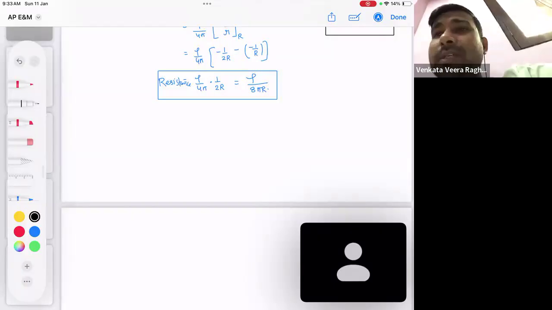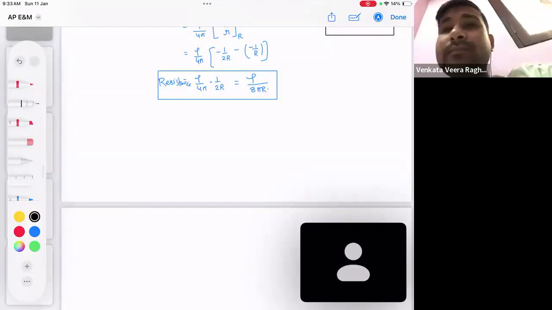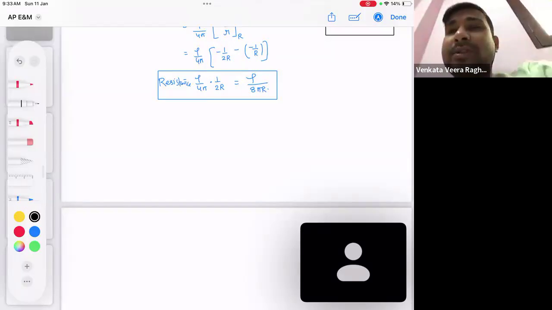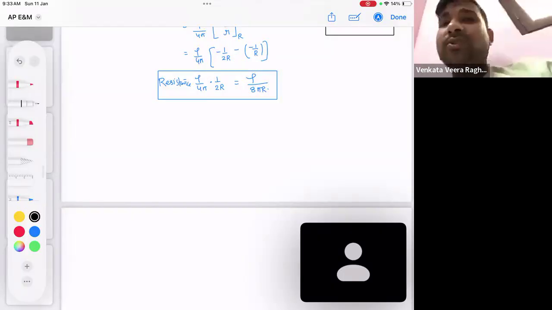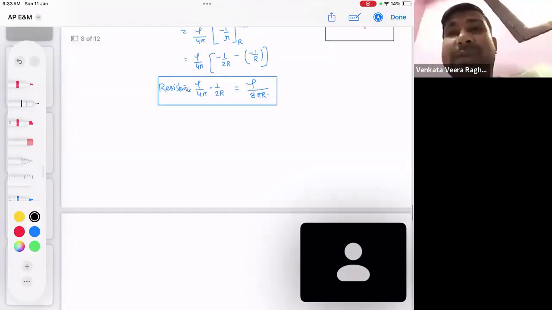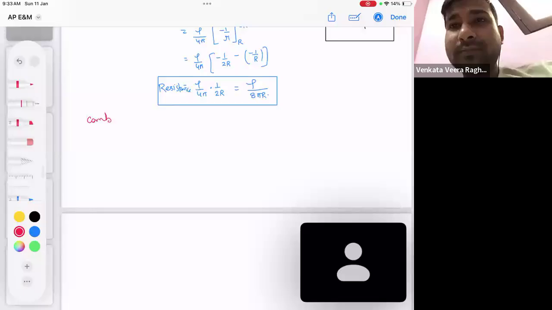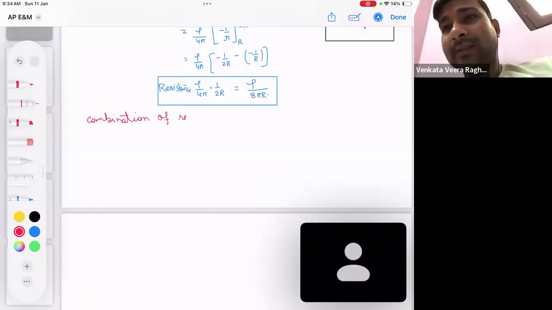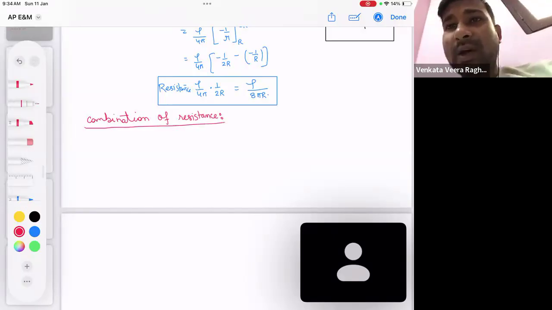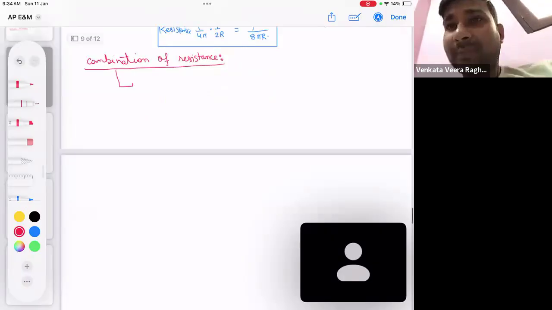So just like what we have done, the combination of battery, combination of capacitor, here two new things are going to come: combination of resistor and combination of cell also. Okay. So let's discuss these two topics now. Combination of resistance. Again it means what? How many combinations are possible? Two combinations are possible, isn't it?